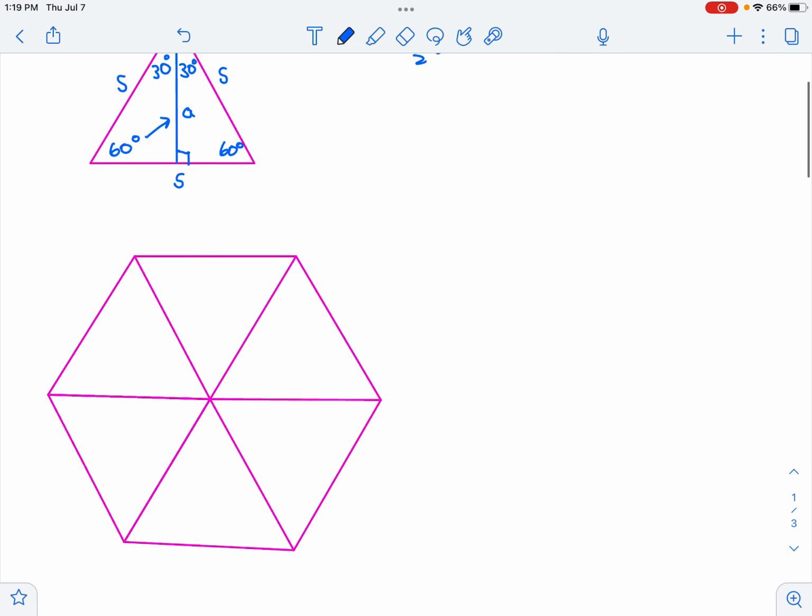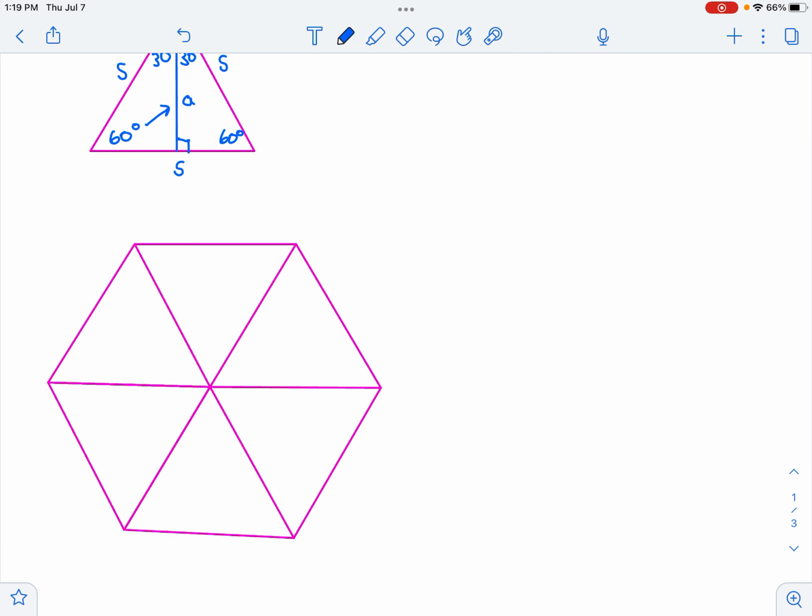Now, let's look at a polygon. Remember, we're dealing with a regular polygon. And this one over here, I guess this is 6 sides, right? 1, 2, 3, 4, 5, 6. Yeah, 6 sides. And I want to figure out, how do I find the area of that 6-sided polygon?